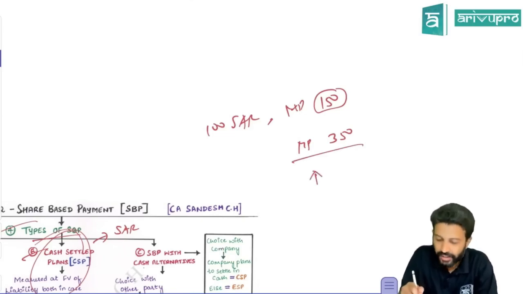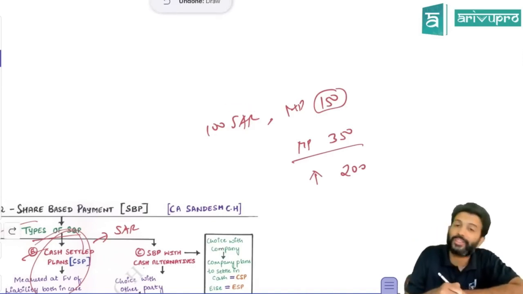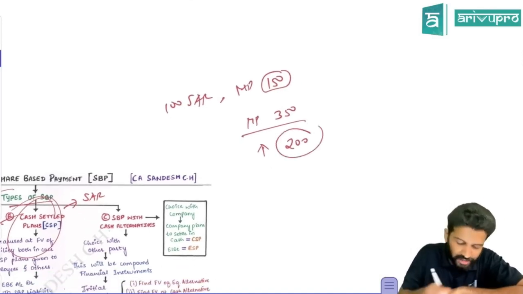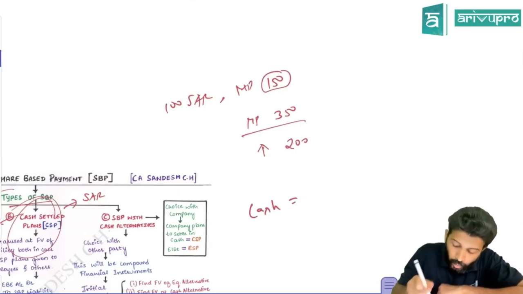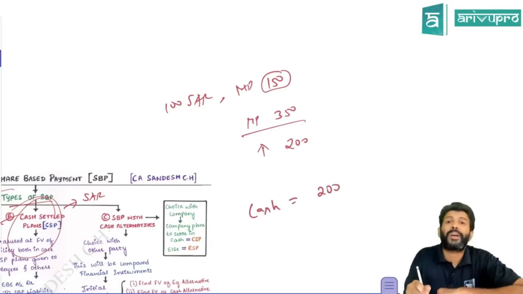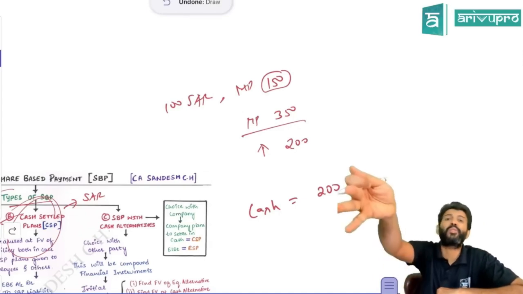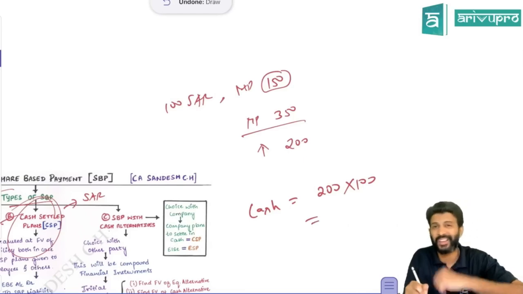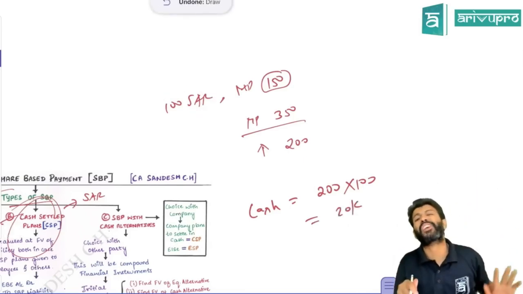So has the share price increased? Yes. How much has the share price increased by? From 150, it has become 350, meaning the increase in share price is 200 rupees. So how this SAR works is, if 100 SARs has been given, your company has to give cash. You know how much cash will be paid out? On one share, if share price increases by 200 rupees, the company will give 200 rupees to the employee. How many SARs has been given? 100. So whatever is the share price increase, you multiply it by the number of SARs. This will be 20,000. So 20,000 cash will be given to the employees.